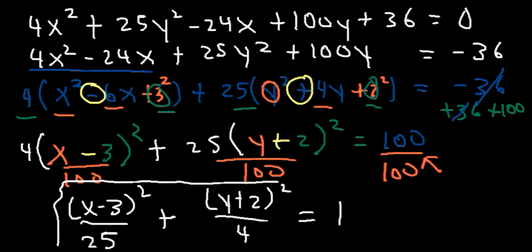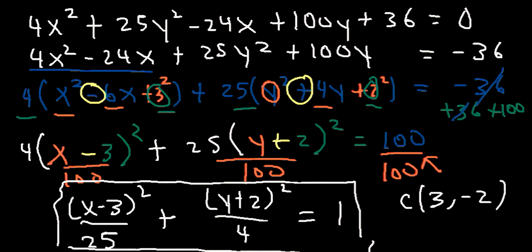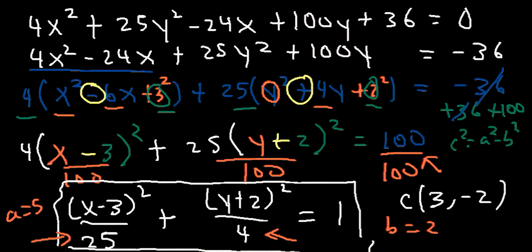So now we have the equation of the ellipse in standard form. As we can see, the center of the ellipse is 3, negative 2. And a is the larger of the two. A squared is 25, so that means a is 5. B squared is 4, so b is 2. And keep in mind, for an ellipse, it's c squared equals a squared minus b squared, if you want to find the foci.